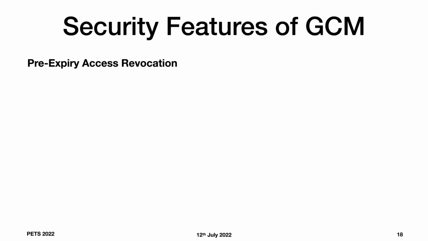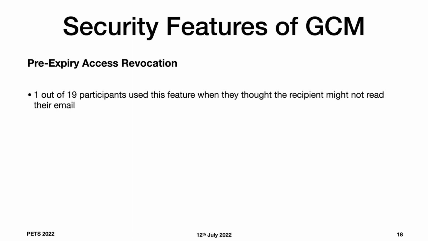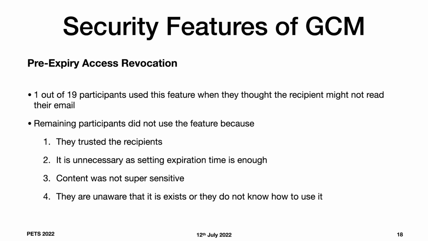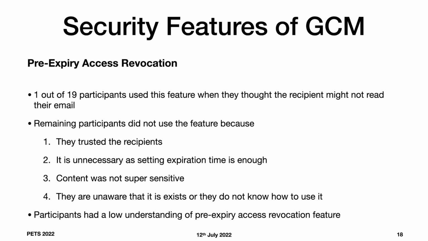Next, we looked at the pre-expiry access revocation feature. Only 1 out of the 19 participants used this feature, when they thought that the recipient might not read their email. The remaining participants did not use this feature because they trusted the recipients or they deemed it unnecessary, as setting the expiration time on the email was enough. Other reasons included the fact that email content was not super sensitive, or the participants were unaware that this feature existed, or they did not know how to use it. Therefore, our participants had a relatively low understanding of the pre-expiry access revocation feature.